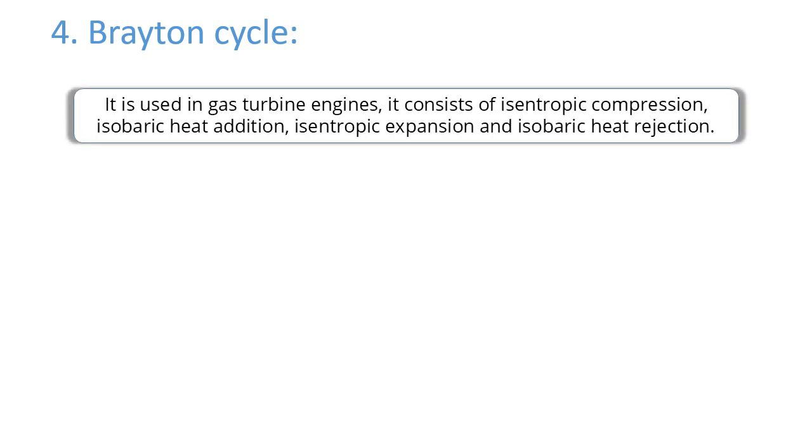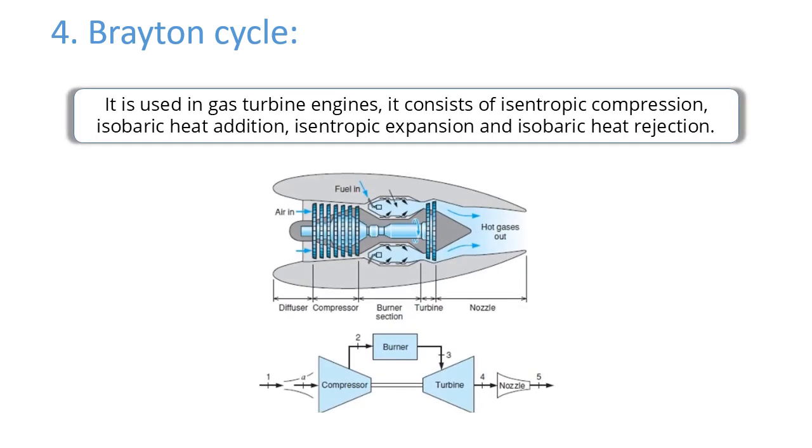We will see about the Brayton cycle. It is used in a gas turbine engine. It consists of isentropic compression, isobaric heat addition, isentropic expansion and isobaric heat rejection process. The Brayton cycle involves 4 steps. The first step is compression. A compressor turbine compresses the gas adiabatically, meaning it is insulated.